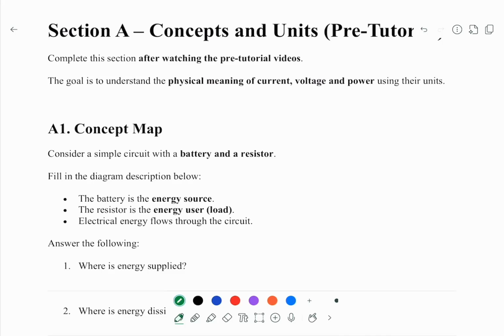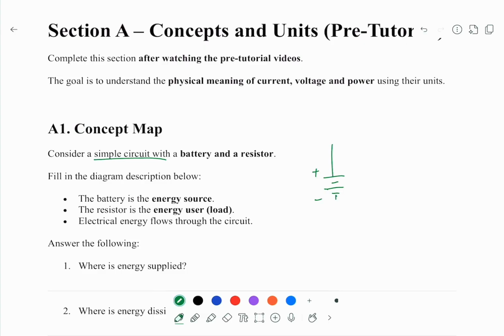Let us first review some of the concepts we learned in physical modeling. First, let's look at a simple electric circuit. Here we have a battery. Remember, a battery is represented by a long line and a short line. The long line represents positive, and the short line represents negative.